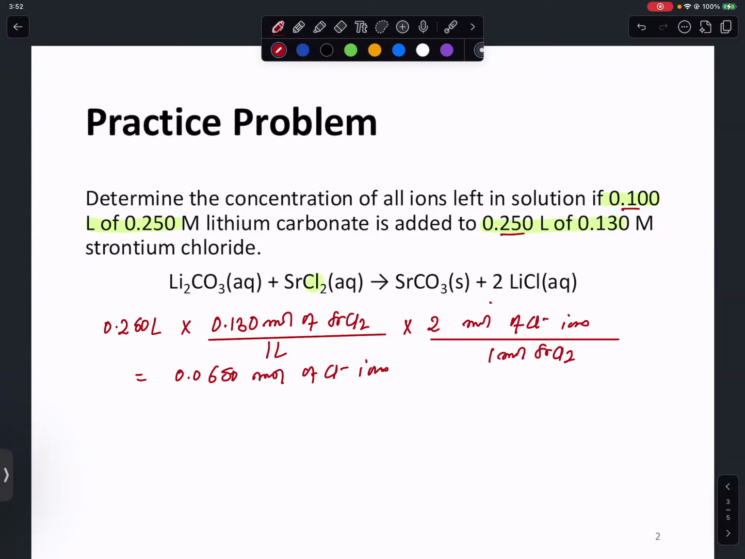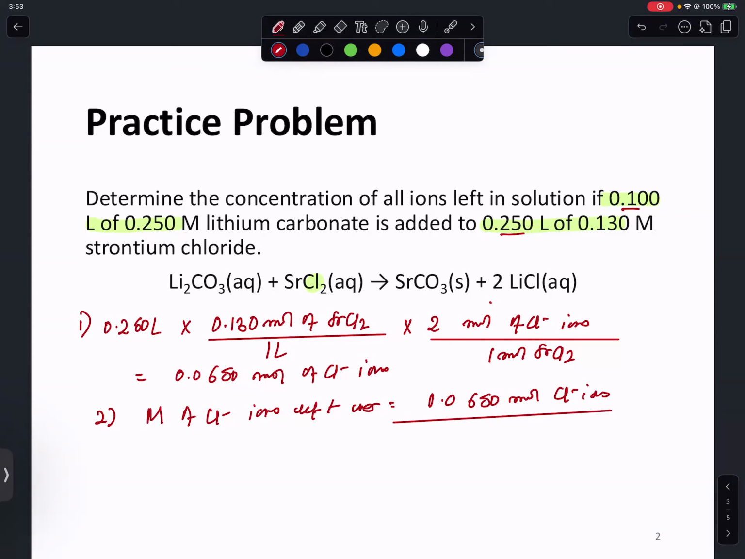And to recalculate the molarity, I can say that the molarity of chloride ions left over is going to be 0.0650 moles of chloride ions divided by the total volume of both solutions, which is 0.100 plus 0.250 liters.